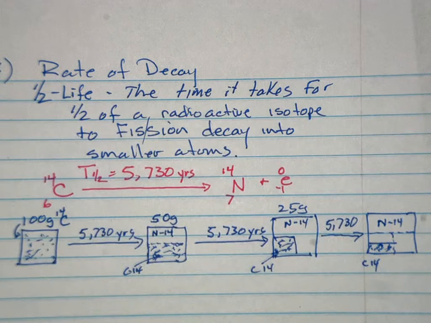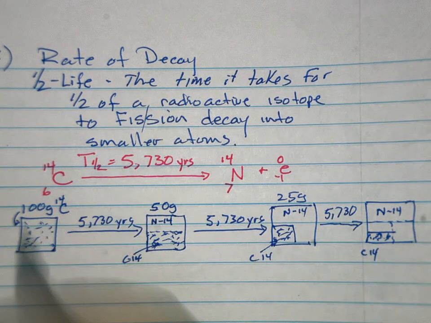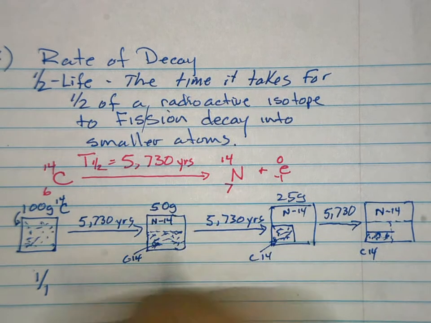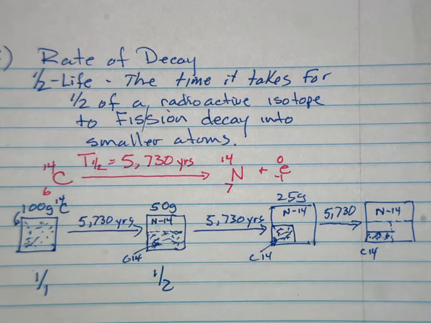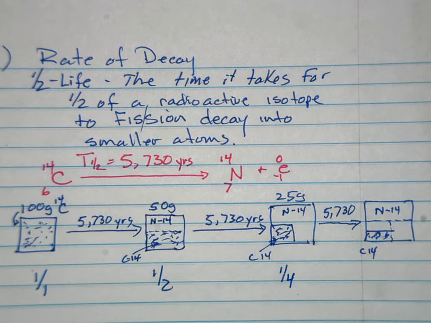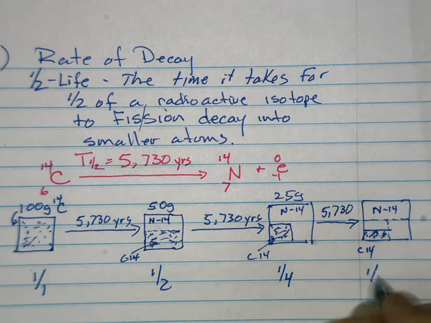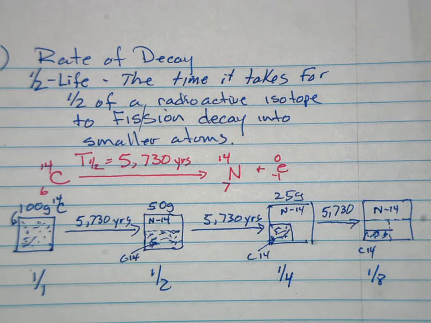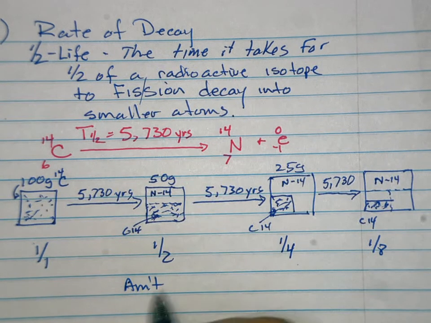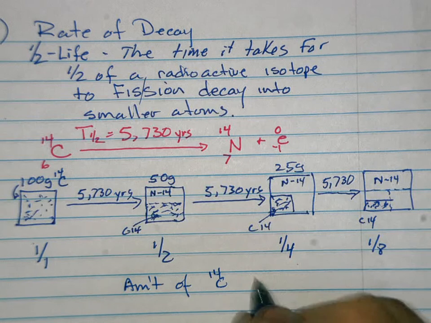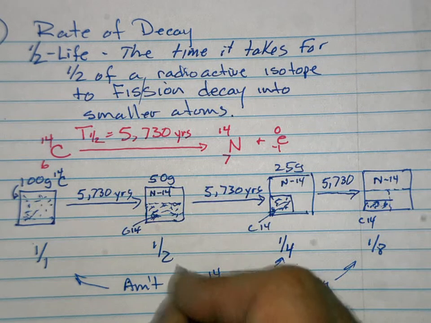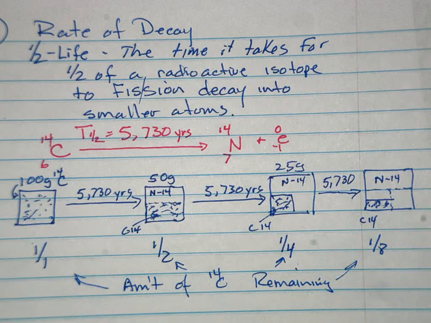So, a way to look at it over here: when we first started this process, with our original sample, we can say we had 100% or 1/1 of the original material. After one half-life, we had half of the original carbon-14 left. At the end of the next half-life cycle, we had 1/4 of the original carbon-14 left. And after a third half-life, we end up with 1/8 of the original carbon-14 in there. So we're going to put amount, that's an abbreviation for amount of carbon-14 remaining. So this is a way that when nuclear fission reactions occur, we can record how fast the process is by how much of the stuff breaks down.